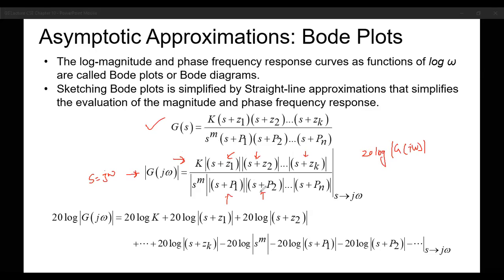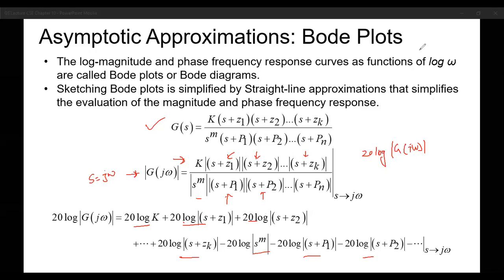So in the log, that multiplication can be replaced by addition, and divisions can be replaced by subtraction. So basically, what is a multiplication formula? If we present it in decibels, then it becomes addition. So if we can approximate the curve for each and every one of them, then we can simply add the curves together to find the approximate Bode plot. Okay, so this is about the magnitude frequency response.